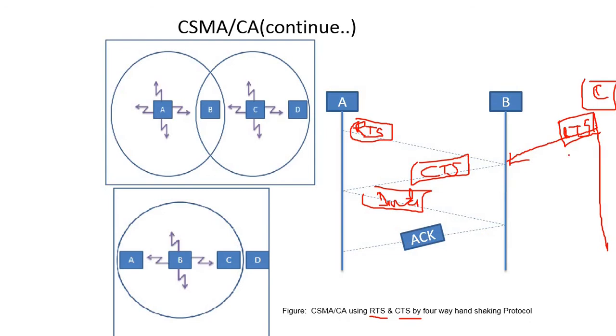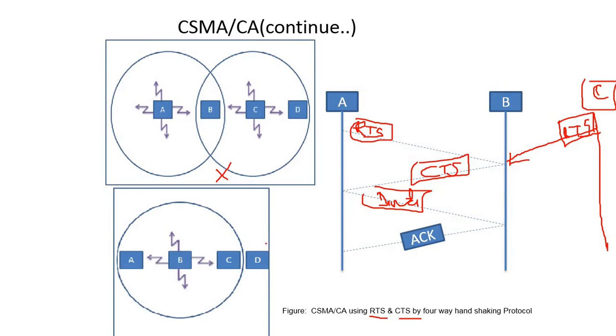B will receive the data, and after receiving it, B will send an ACK. After sending its request to send to B, C will not receive the clear to send. So C will know that B is currently busy and will wait for a short amount of time. After a few moments C will send the request to send again, and when B sends clear to send, then C will start the transmission. So we can solve the hidden station problem.